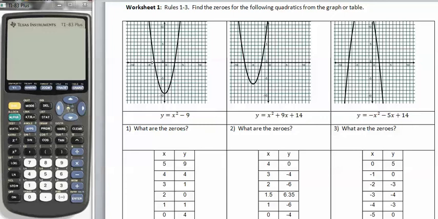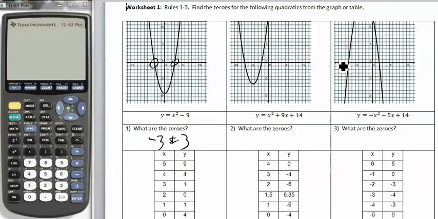So from a table, all you have to do is look for where this equals 0. So this particular one equals 0 at -3 and at +3. All right, so I'm going to do the odd ones and I'm going to leave the even ones for you to do.